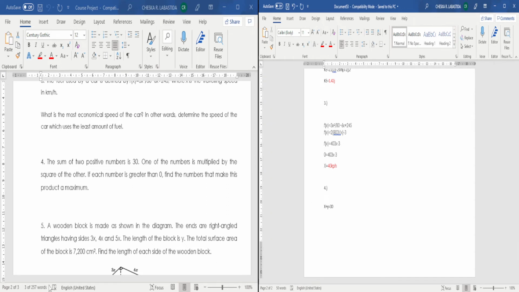So in order for us to maximize the product of the first number and the square of the second number, we set this value as P and set its derivative to 0, with the value of y being 30 minus x. So P is equal to x times y squared.